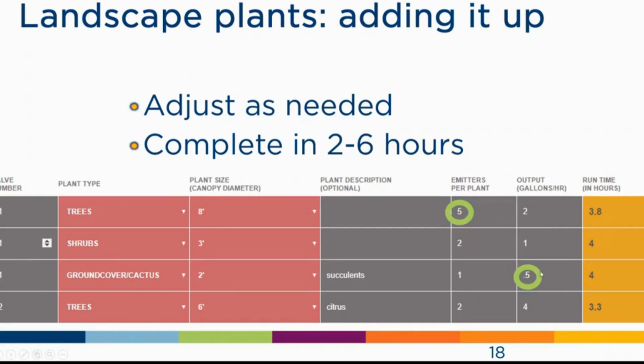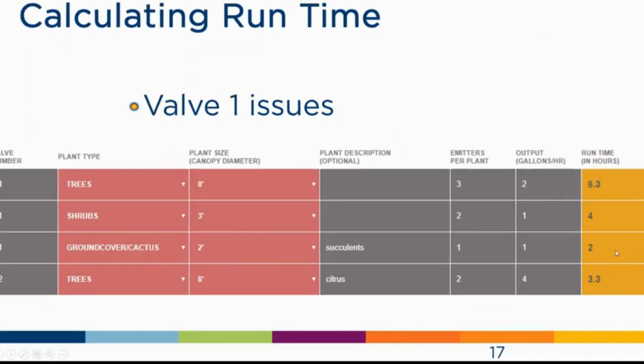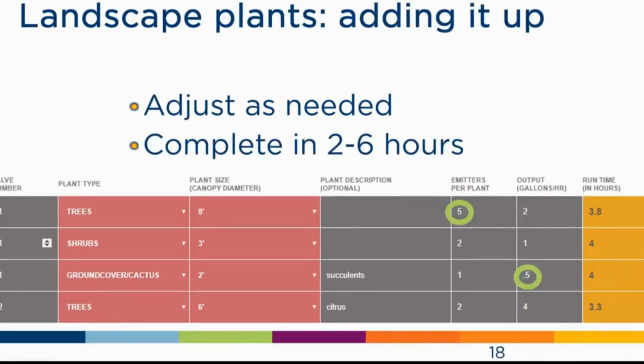You can also decrease the output, replacing those emitters for the succulents, so it's a little bit slower. So before it was 2 hours, and now because it's slower, it's going to take 4 hours. You still have some issues. Even though we can complete the watering in 4 hours, if you check our recommended frequency of watering, trees need watering less frequently than your shrubs.